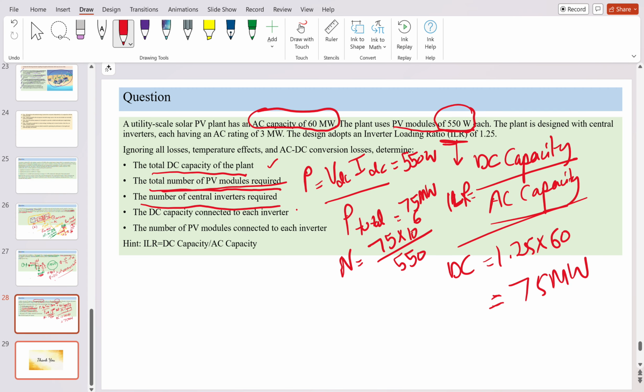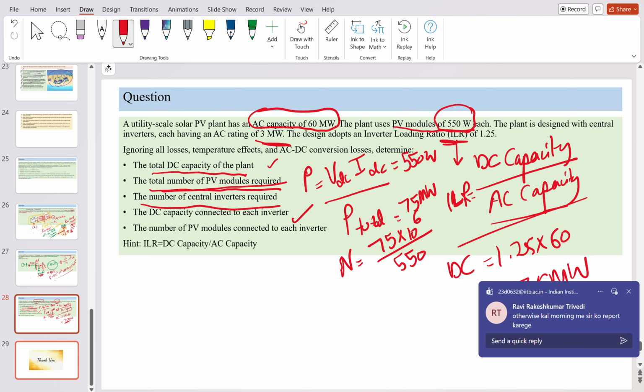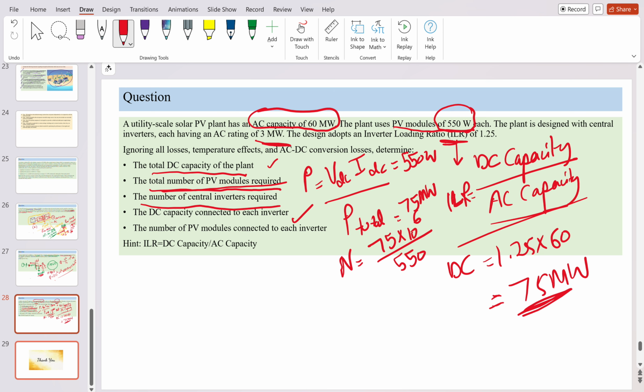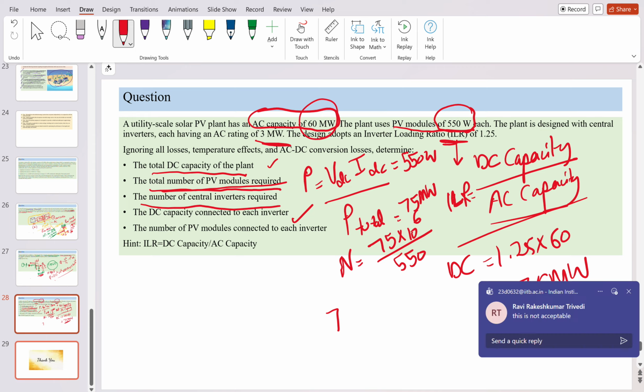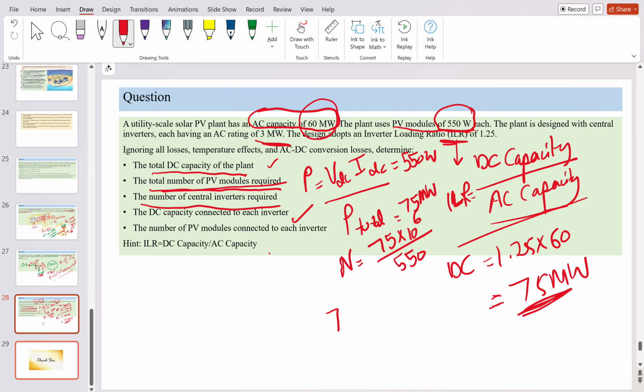Okay, 20 is fine because 75 megawatt is the total and the 3 megawatt is the one. So one inverter is rated at 3 megawatt. So it is the capacity because it's 60 megawatt. So 60 divided by 3, that is 20. So 20 is the correct answer.